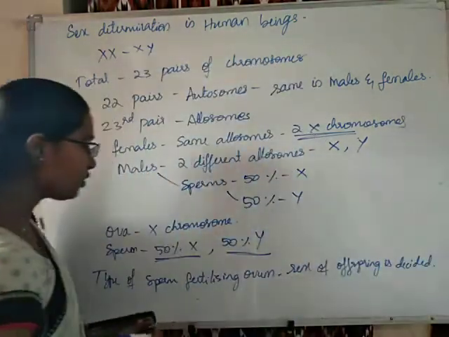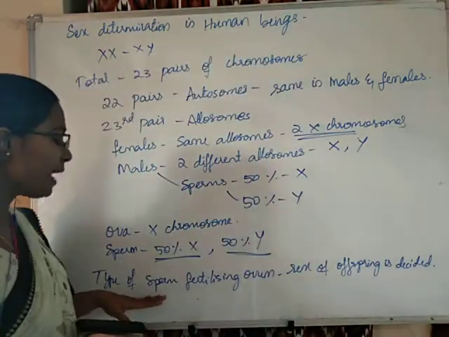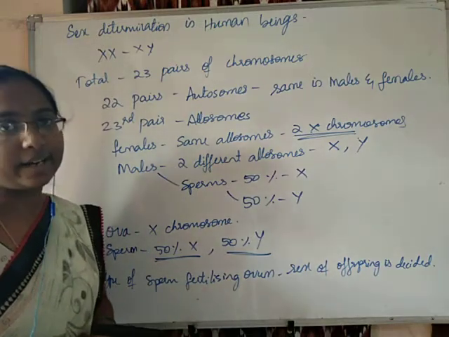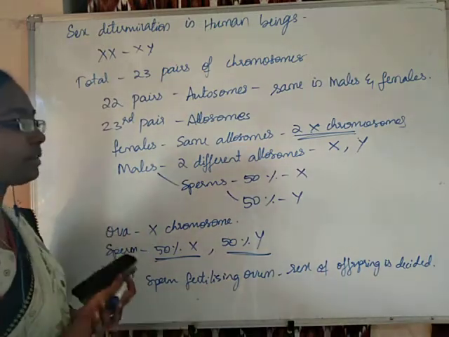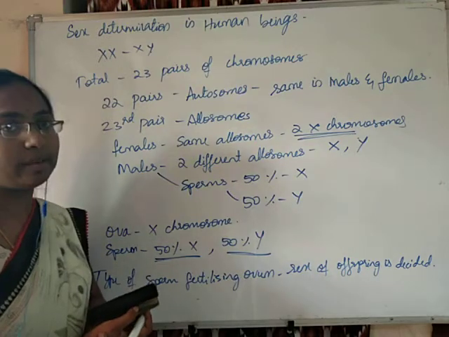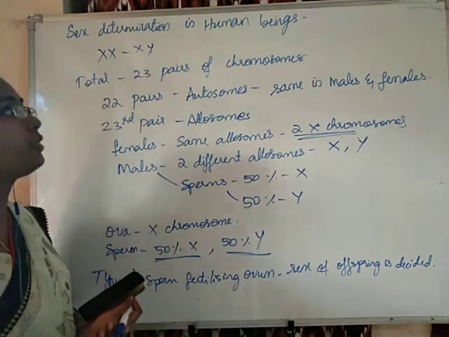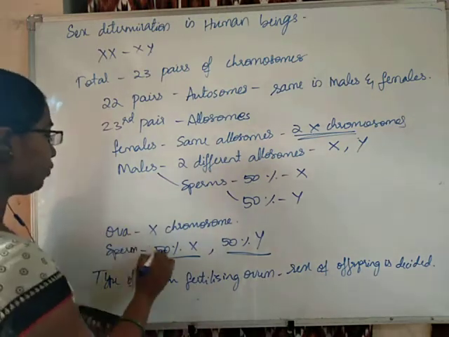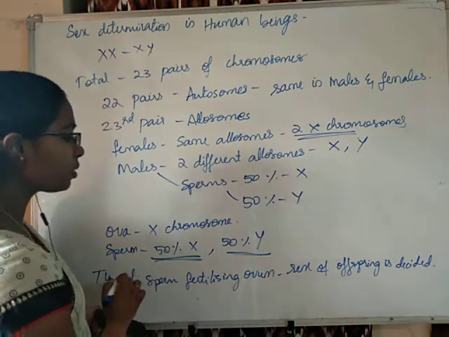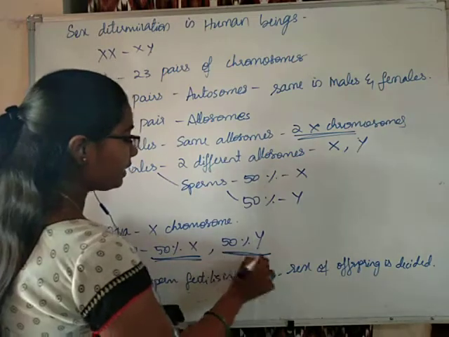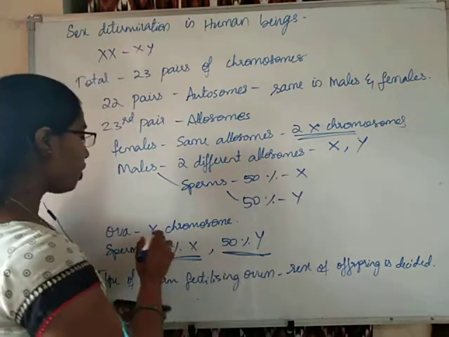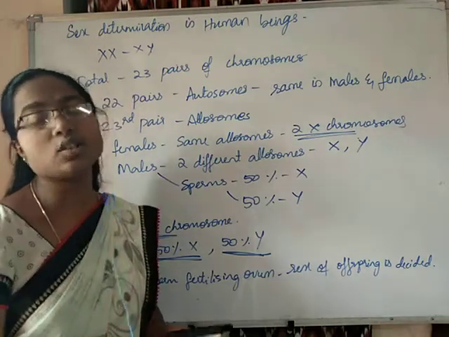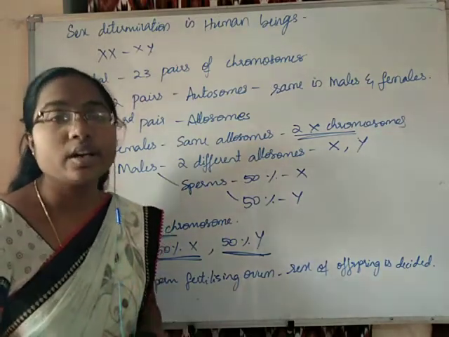Okay, how is the sex of the offspring decided? By the type of sperm fertilizing the ovum. This is how the sex is determined in human beings, because in human beings, females are homogametic, males are heterogametic. 50% of the sperms consist of X chromosome, 50% contain Y chromosome, and all the ova consist of X chromosomes.